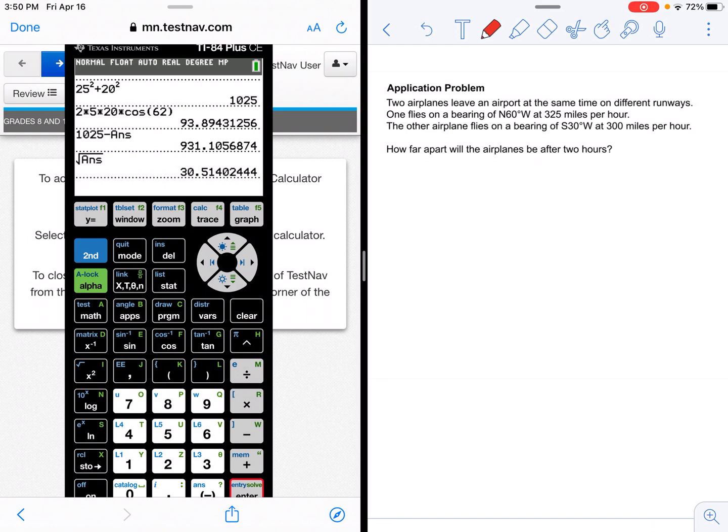Here's another one involving bearings. I'm not going to do this one, but if you want an extra practice, you could pause the video right now and give it a try.